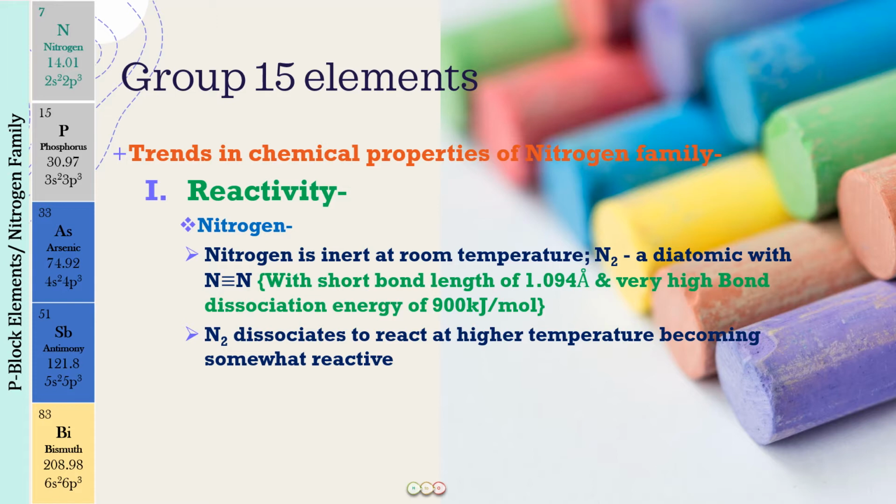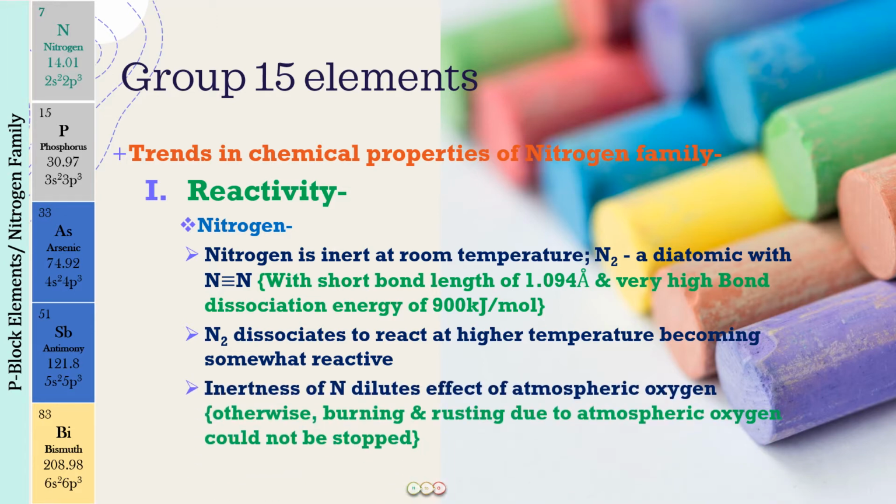Now this inertness of nitrogen is very beneficial to us also. Why? Well, this is because it dilutes the effect of atmospheric oxygen. You all know that in air we have 78% nitrogen and 21% oxygen. So it is 1/3 oxygen and 2/3 nitrogen. So it is diluting the effect of atmospheric oxygen. And why do we need that dilution? It is because oxygen is responsible for combustion as well.